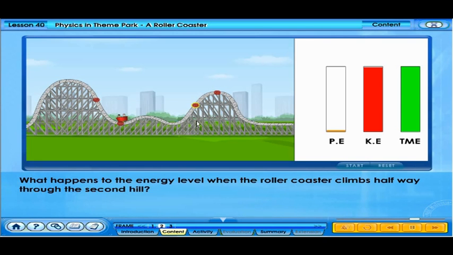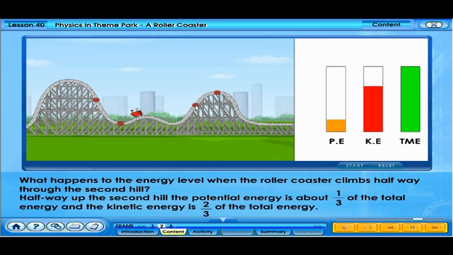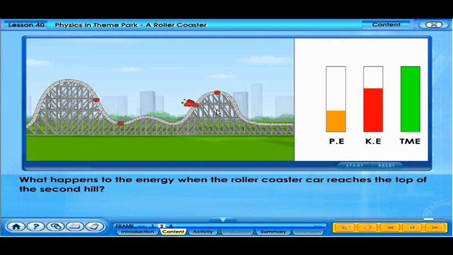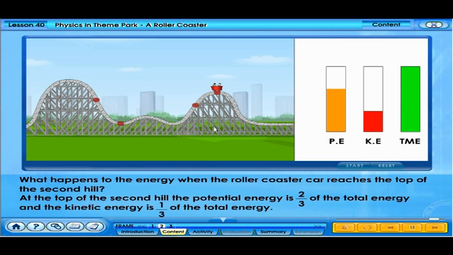What happens to the energy level when the roller coaster climbs halfway through the second hill? Halfway up the second hill, the potential energy is about 1/3 of the total energy, and the kinetic energy is 2/3 of the total energy. What happens to the energy when the roller coaster car reaches the top of the second hill? At the top of the second hill, the potential energy is 2/3 of the total energy, and the kinetic energy is 1/3 of the total energy.